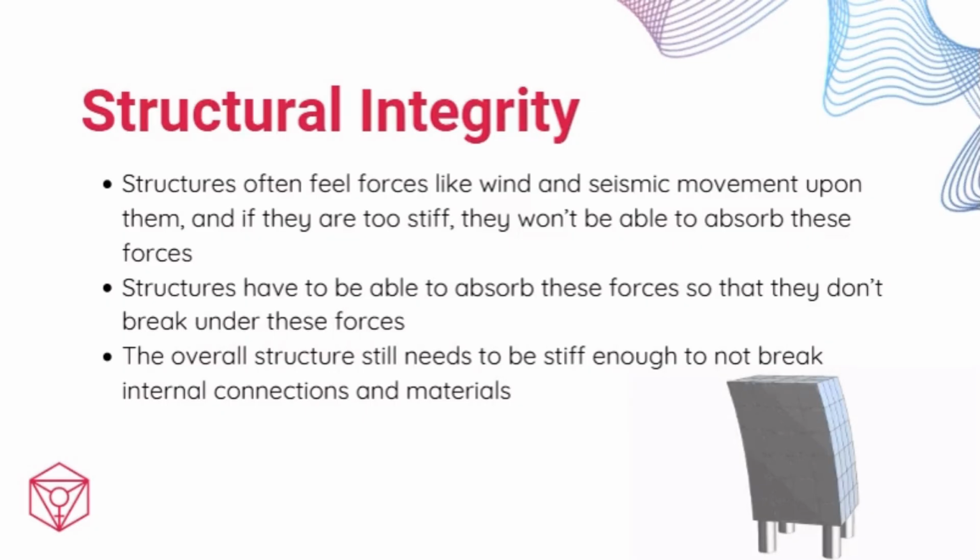Modern skyscrapers are designed to sway slightly so they can release that energy safely. But the structure still needs to be stiff enough to hold its shape and keep its parts connected. If a building is too flexible, beams might bend too much, walls might shift, or joints could loosen. If it is too stiff, forces like wind could cause sudden breaks.